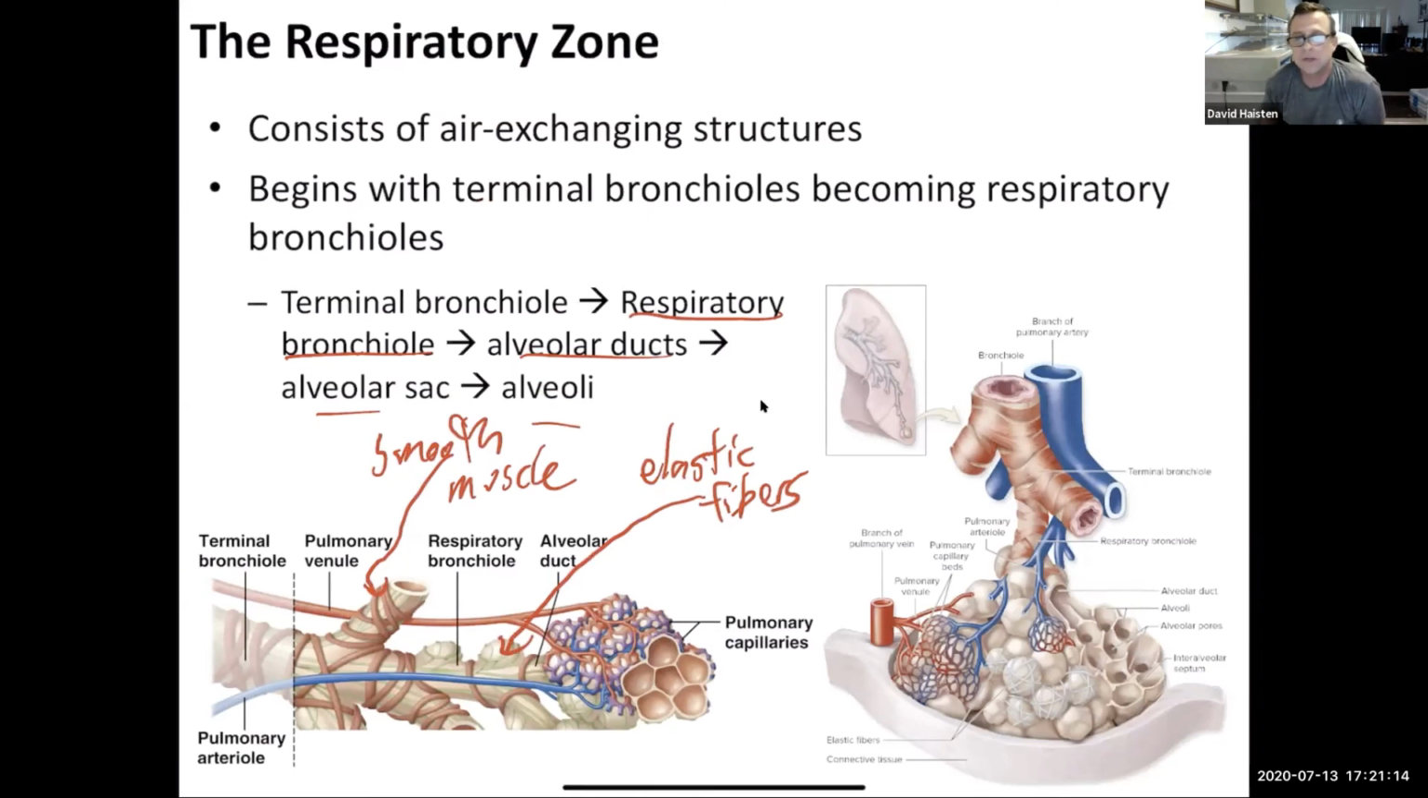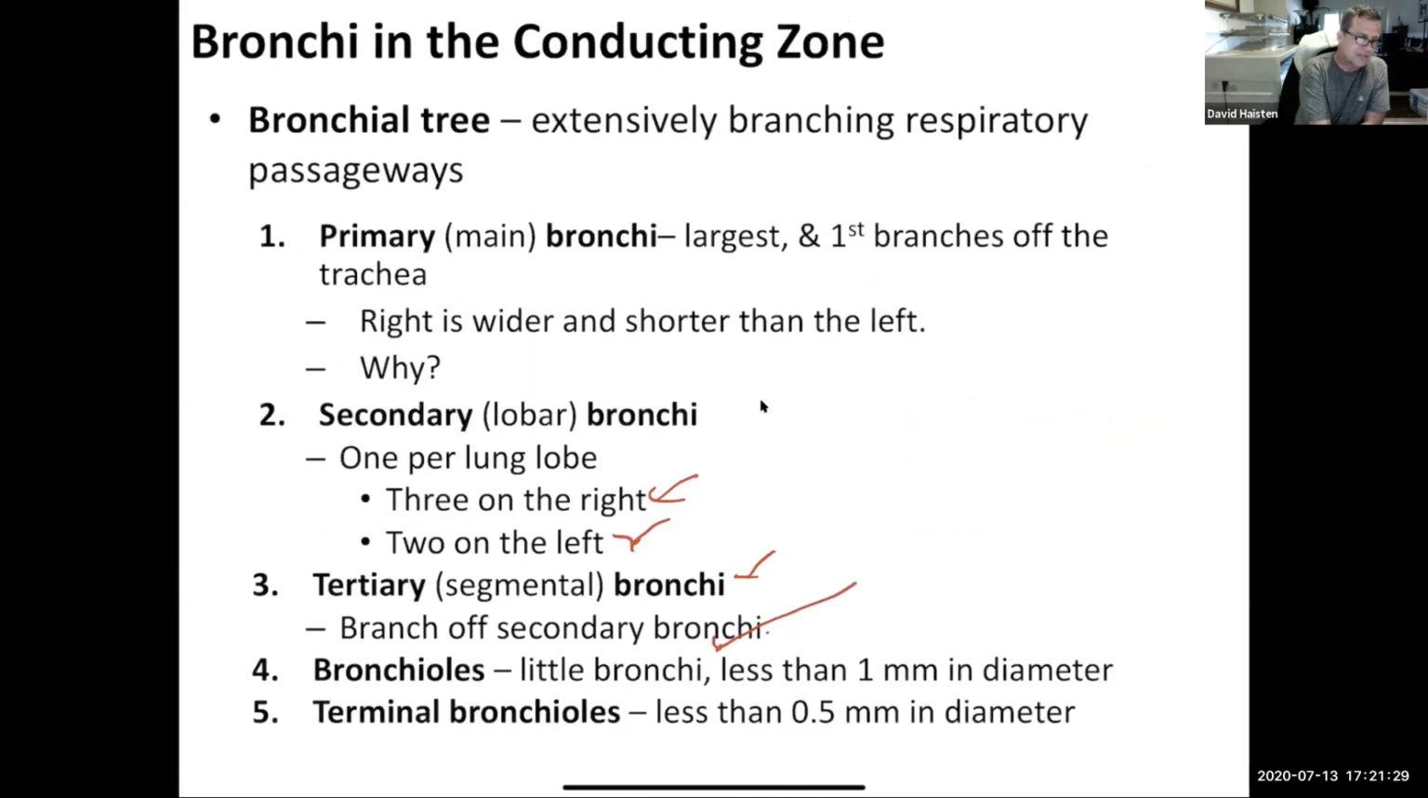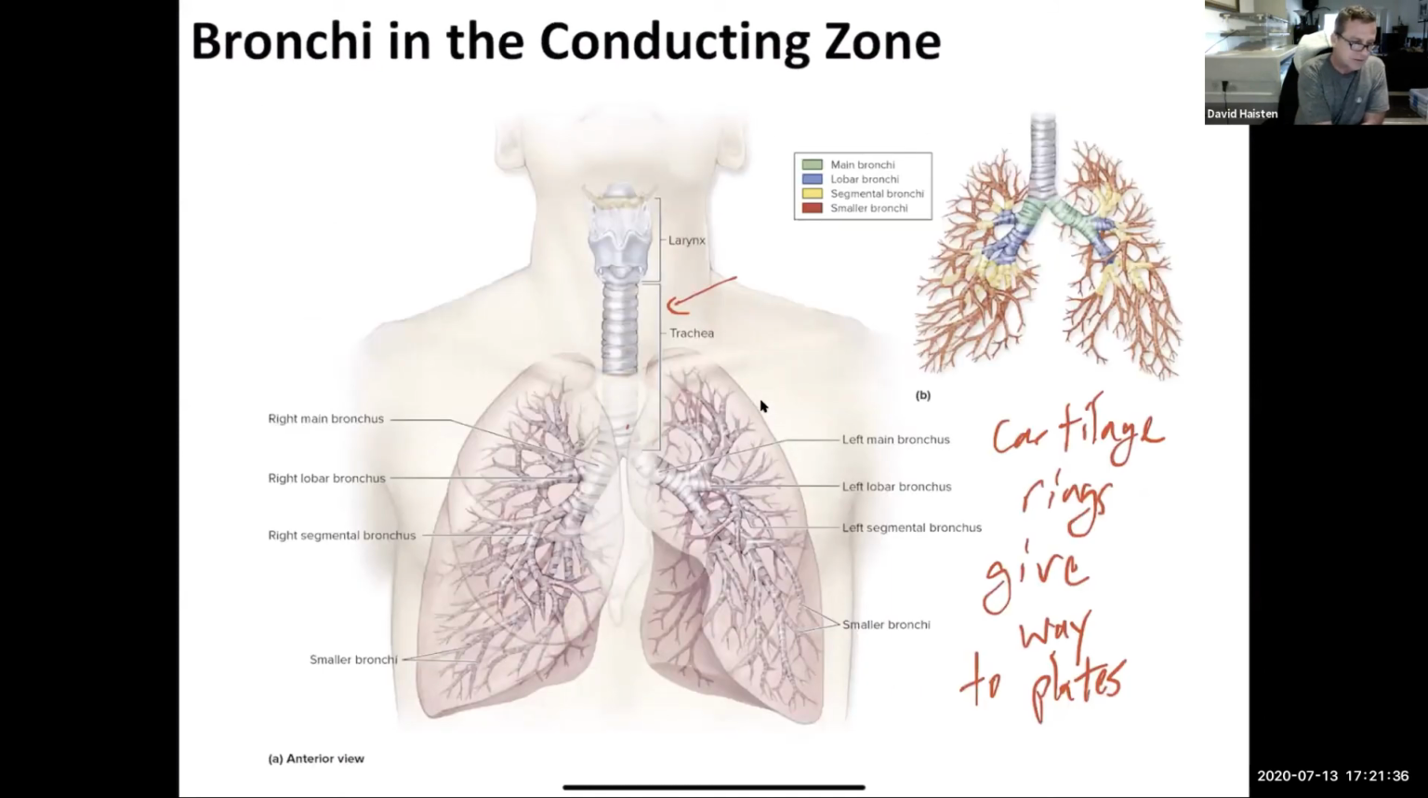And all this pink that's being shown, that's smooth muscle. So the autonomic nervous system regulates how open or closed your airways are at the level of bronchioles. So basically, you have the bronchial tree, extensively branching respiratory passageways. And here you're looking at the bronchial tree.